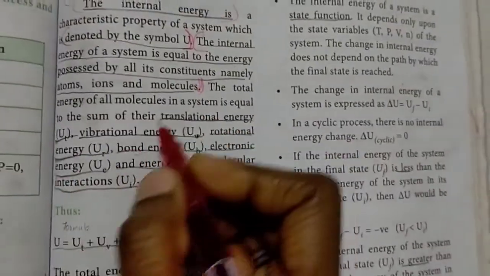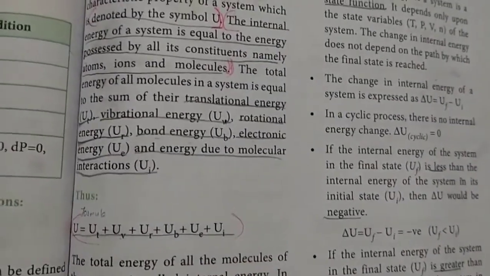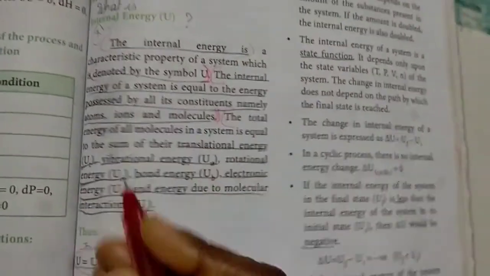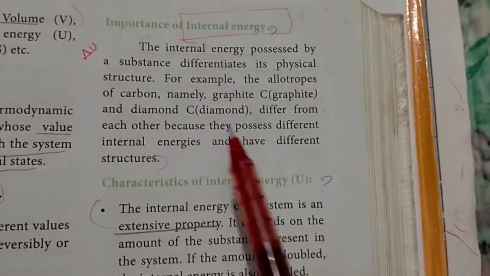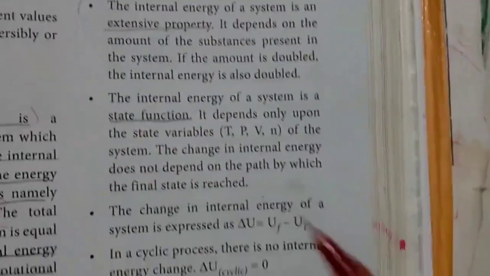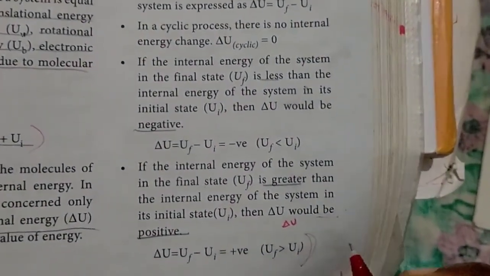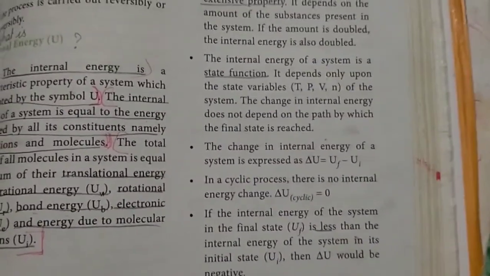Then write here, this is for 2 marks. If they ask for 3 marks, then you have to write this also. Then write the importance of internal energy fully, and the characters of internal energy fully. From the initial to the final, the equation UF equals up to here. Okay, study well. Thank you, students.